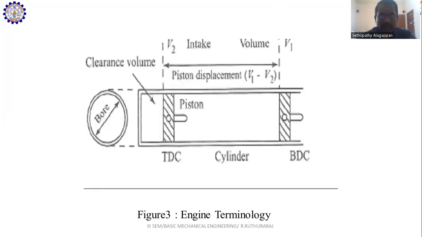So this is the schematic diagram of the cylinder and piston, showing where the clearance volume is. Then top dead center and bottom dead center. These are all clearly shown in the figure. Bore means the circular area of the cylinder block. Then piston displacement, that is the length of the piston movement inside the cylinder. Then intake, then V1, V2. These are all clearly shown. Thank you.